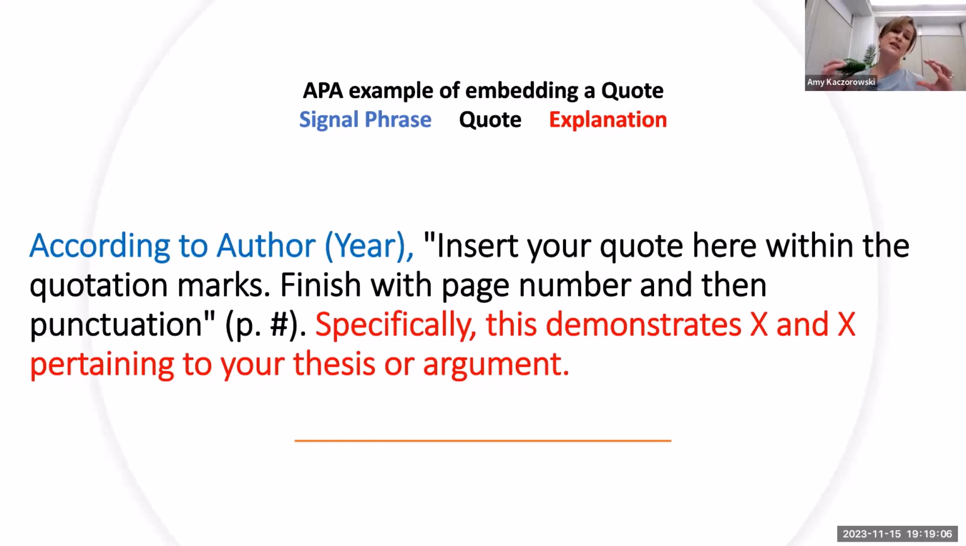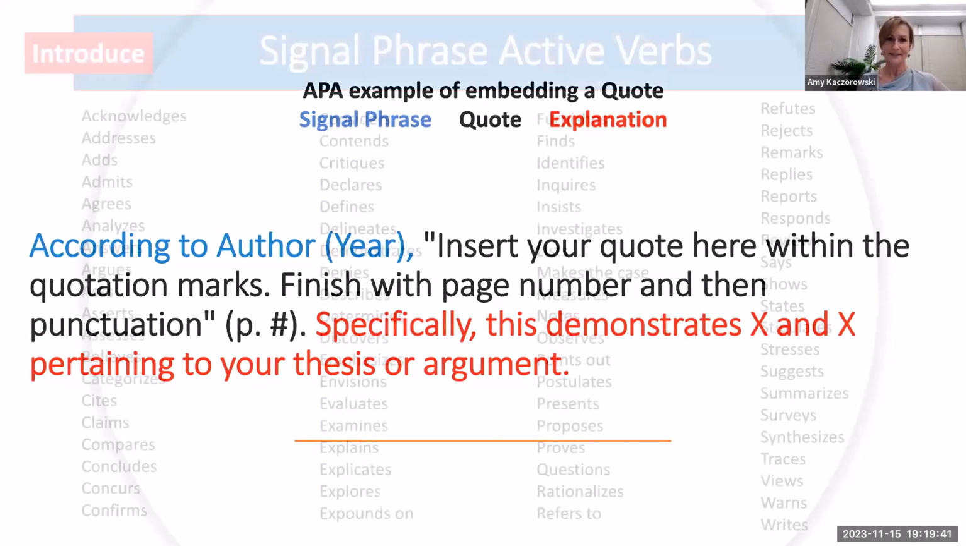So this is embedding the quote. This is what your quote should look like in your paper. This is an example of a direct quote in APA, and you have the signal phrase, the quote, and an explanation. So always make sure that you embed the quote, that you work it into your paper with the signal phrase and follow it with an explanation. Make sure you are owning the paragraph with your voice. Make sure that you are giving your input and not just throwing the quote in there and letting the reader figure out what that means.